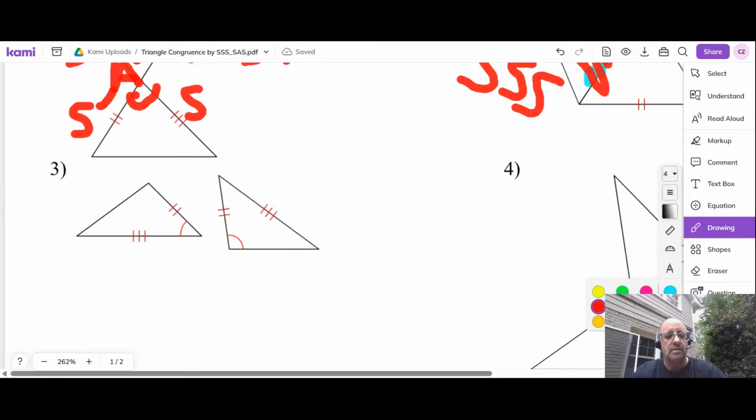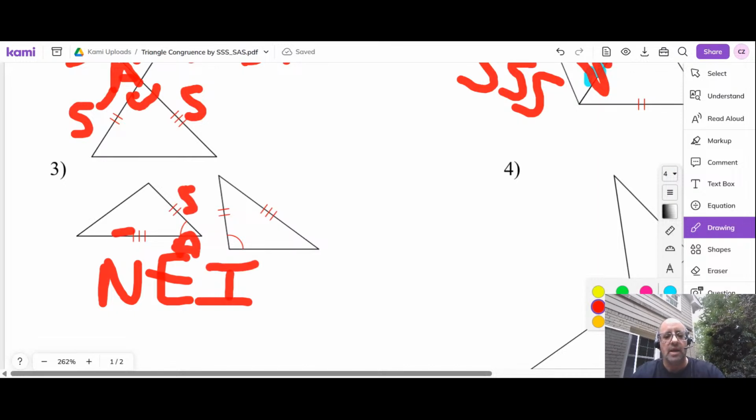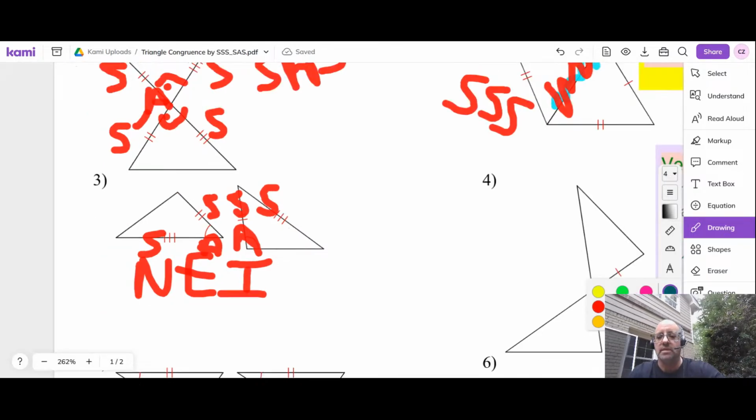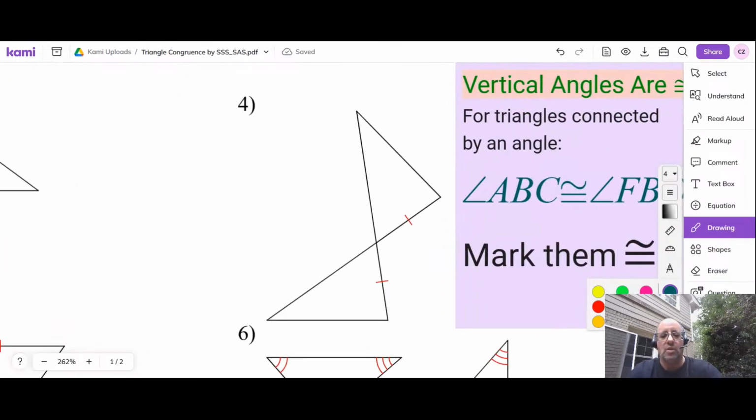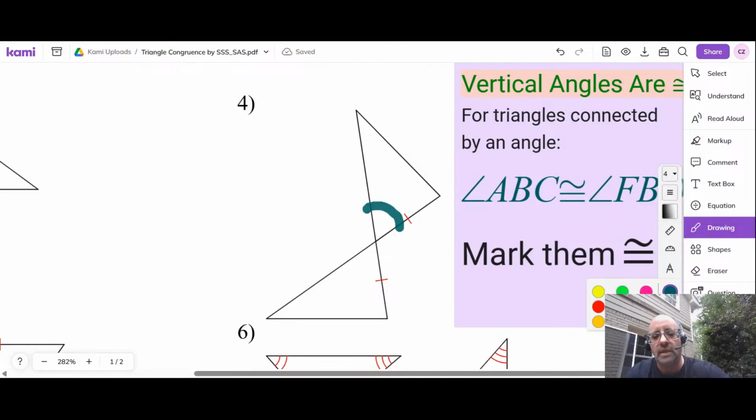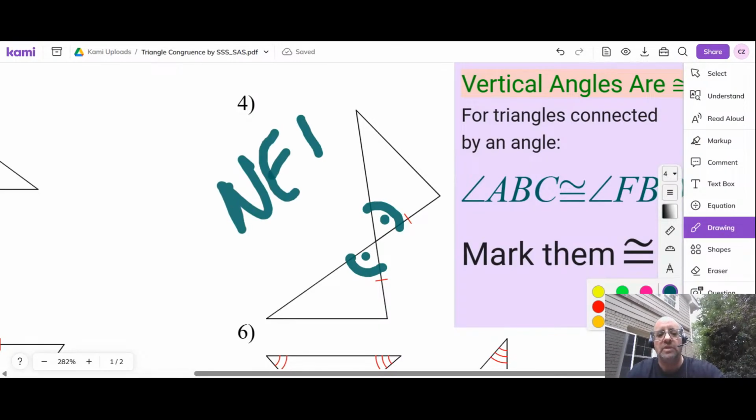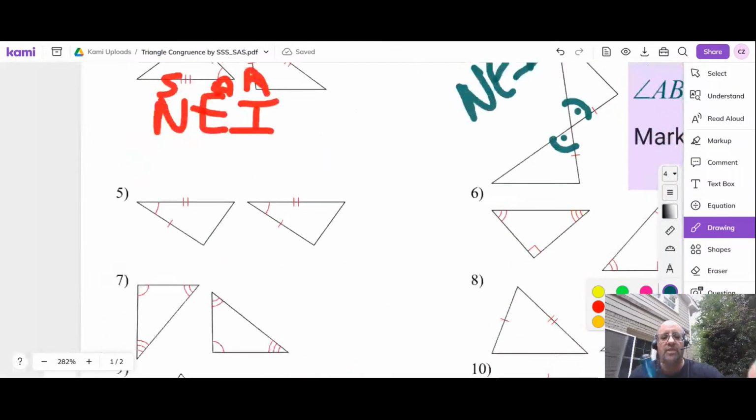Now, this, number 3, is one of those tricky questions because you'll notice that it goes side, angle, side, but then it goes angle, side, side, which is bad because there are no A.S.S.'s in geometry. So let's take a look right here. You'll notice we only have a side and an angle. So again, there happens to be not enough information there.